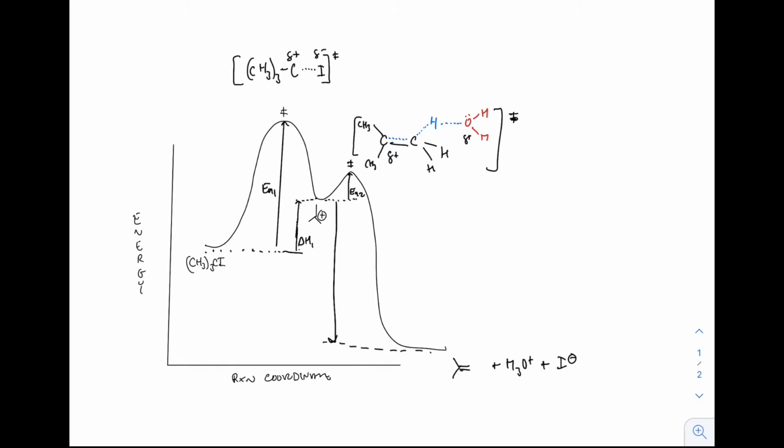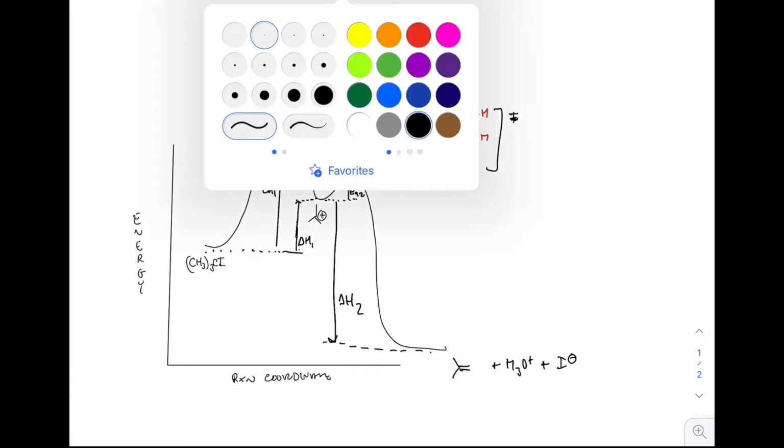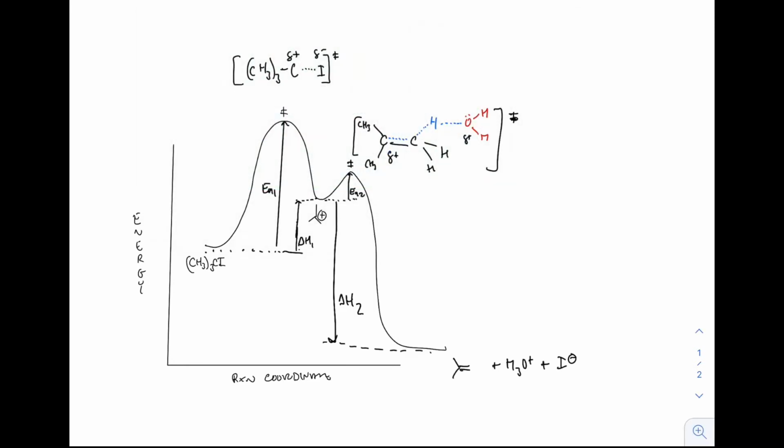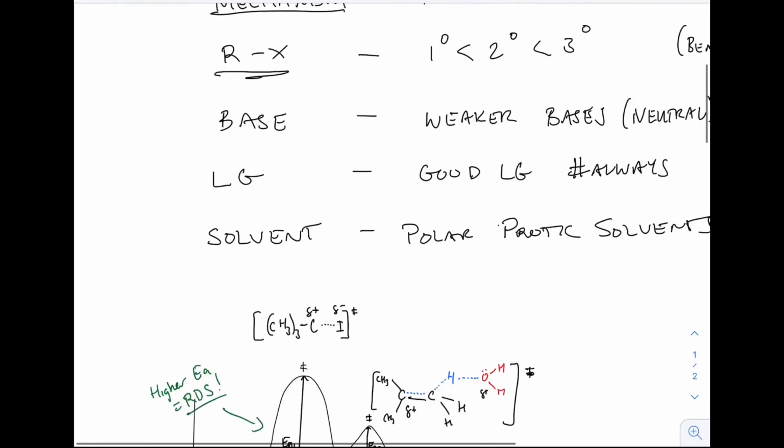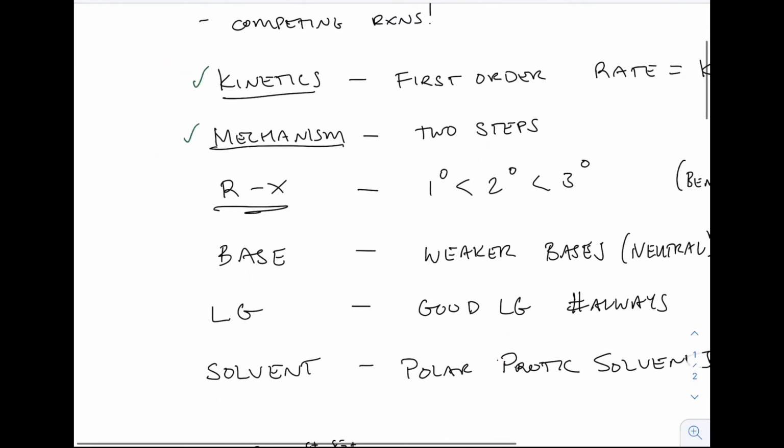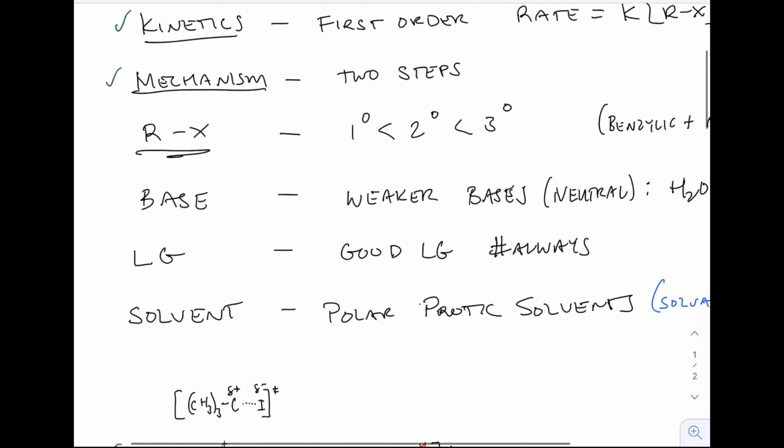Okay, so we should also be able to label all of our activation energies as well as our delta H's, right? So we have 2 of each in this case for the E1 and Sn1 curve. I do want to point out that we also have this higher activation energy on the first step. And remember that higher activation energy is the RDS, the rate determining step. This is really where the E1 and Sn1 get their name, right? It's unimolecular because there's one molecule involved in the rate determining step.